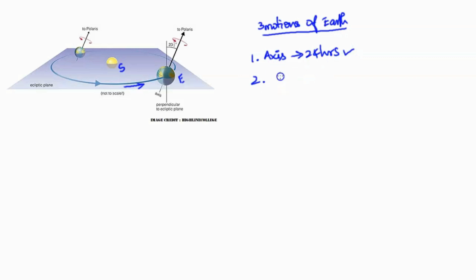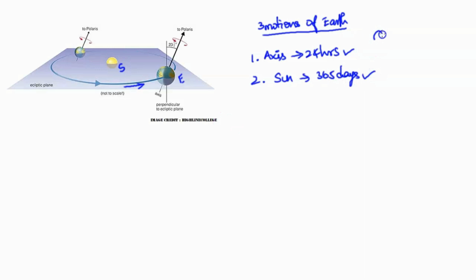This is our Earth. This is the Sun. This is the ecliptic plane in which Earth rotates around the Sun. Actually, there are three motions of Earth. First, Earth rotates on its own axis, which roughly takes about 24 hours. This self-rotation is what creates day and night. Second, it revolves around the Sun and it roughly takes 365 days. This revolution is what creates seasons.